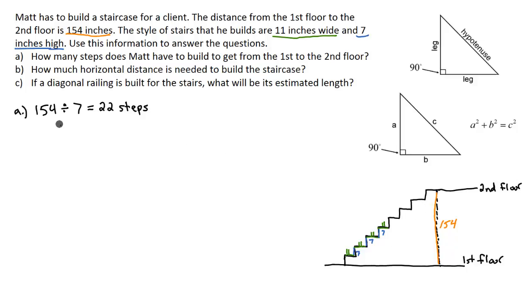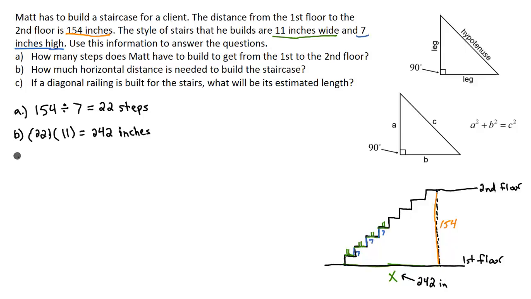Now that we know how many steps we need, we're going to use that to find part B, and part B is asking for the horizontal distance needed to build the staircase. That horizontal distance is going to be this part down here. We don't know what that is, so we're going to call that x. And now that we know that we have 22 steps, it means that we could take 22 and multiply 11 times, because we need 22 of those 11-inch spaces, right? So that's going to be 242 inches, and that would represent x.